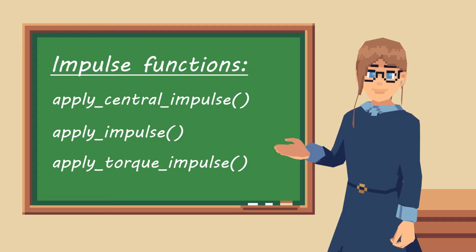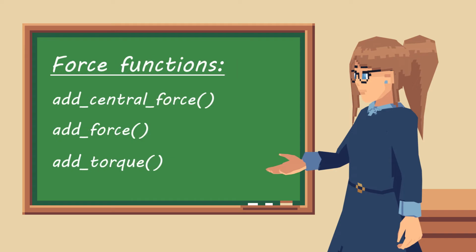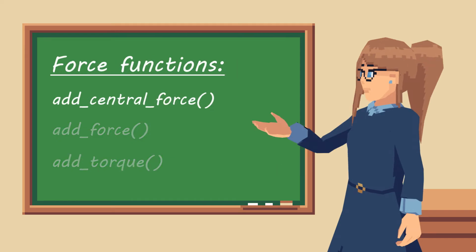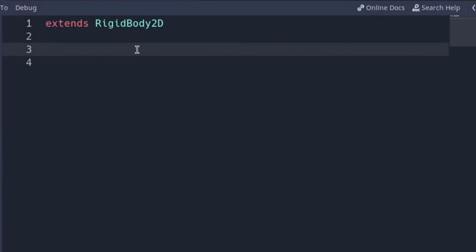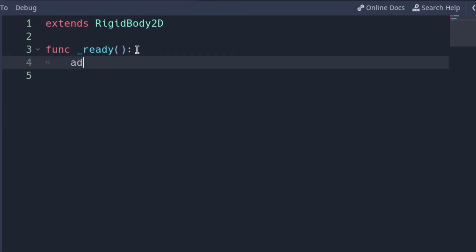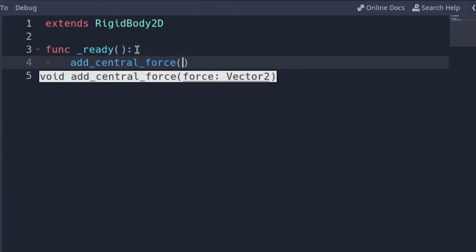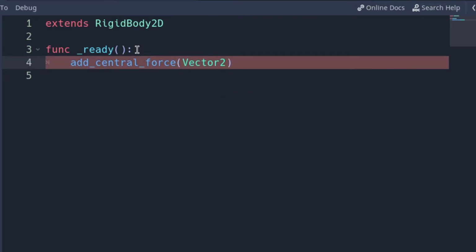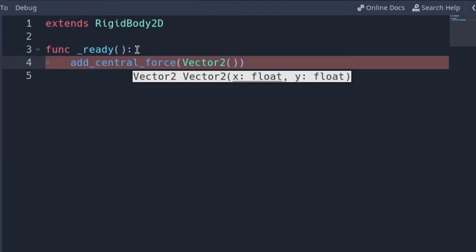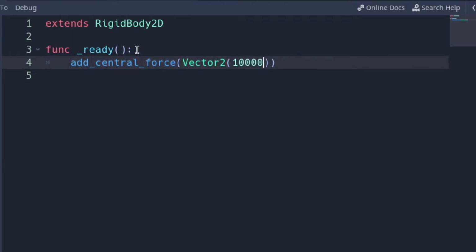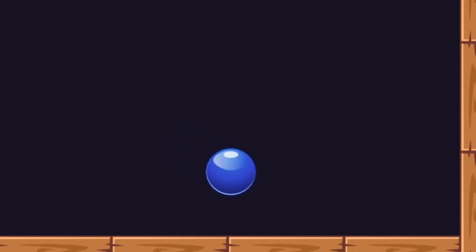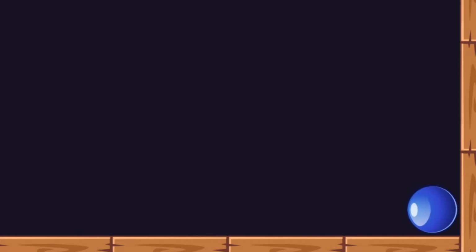Now that we've covered all the impulse functions, let's move on to the force functions, which are for adding continuous forces. Let's start with add central force. So in our 2D rigid body, let's add the ready function. And in there, let's add the add central force function. And as you probably expected, it takes a vector 2. And similar to what we've done before, let's set the x value to 10,000 and the y value to 0. Now you'll see that it will keep being pushed to the right forever.